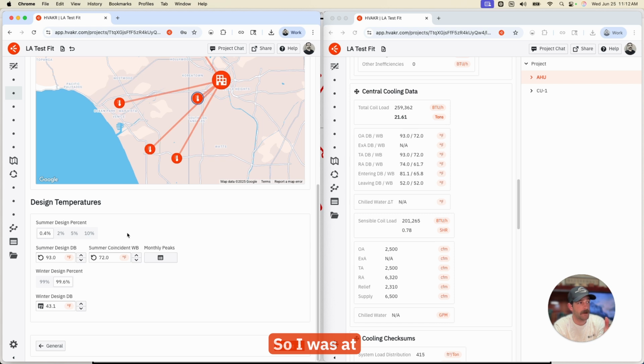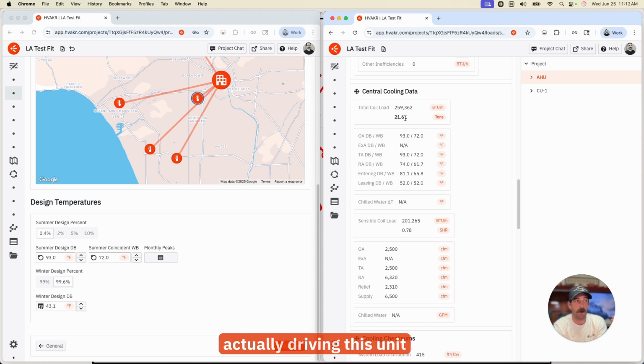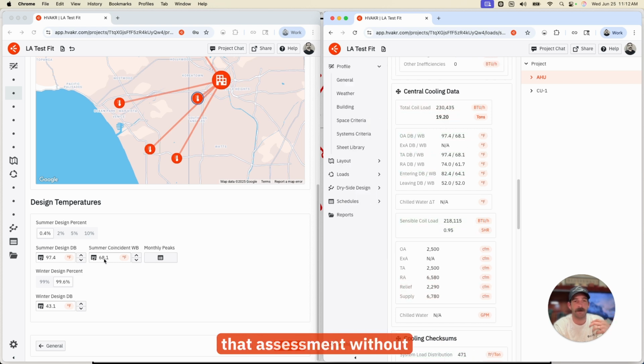So I was at 19.2 tons, but with more humid conditions, the peak wet bulb day, I'm actually at 21 tons. So this is telling me the ventilation air I'm bringing in is actually driving this unit up when I'm accounting for a higher wet bulb condition. If I want to stick with my original because humidity is not a big deal, it's okay if it fluctuates a little bit in the space, I can revert back and I can instantly see what the original was, 19.2. So this is a quick way to do that assessment without having to go through all the hand calcs that I just showed you.